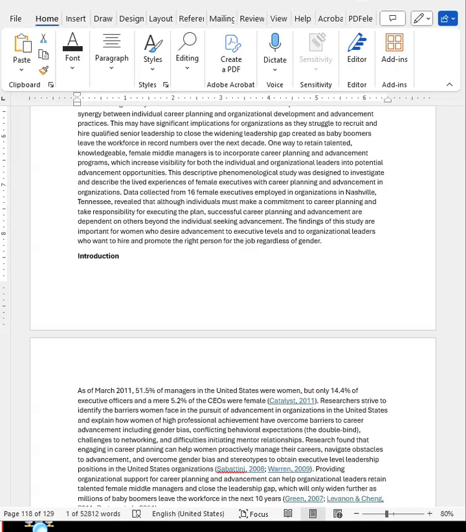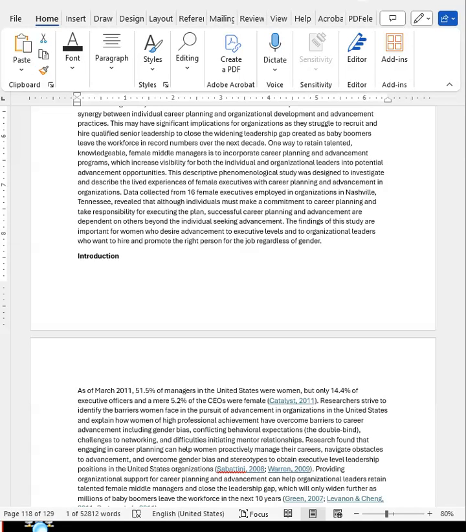Introduction. As of March 2011, 51.5% of managers in the United States were women, but only 14.4% of executive officers and a mere 5.2% of the CEOs were female. Catalyst, 2011. Researchers strive to identify the barriers women face in the pursuit of advancement in organizations in the United States and explain how women of high professional achievement have overcome barriers to career advancement, including gender bias, conflicting behavioral expectations, the double bind, challenges to networking, and difficulties initiating mentor relationships.